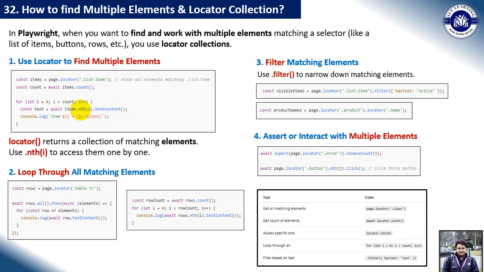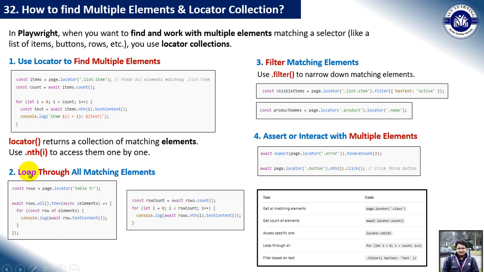So in Playwright there is no separate thing to collect the locators or multiple elements. It's the same thing. You can use page dot locator, and locator will return the collection of matching elements, and using nth dot I, like nth(i), you can find the content. You can fetch the tags or contents of that particular element.